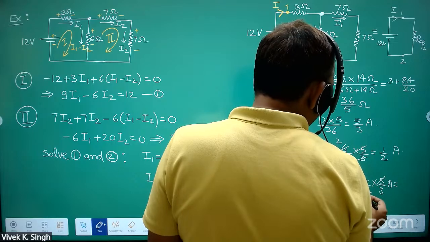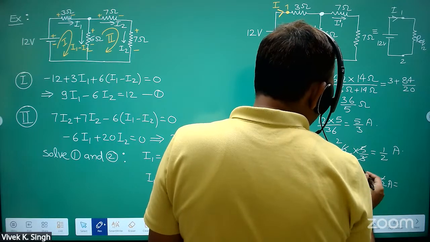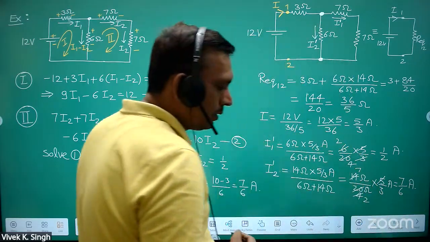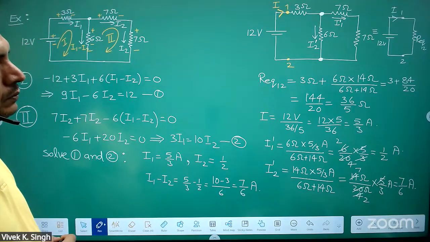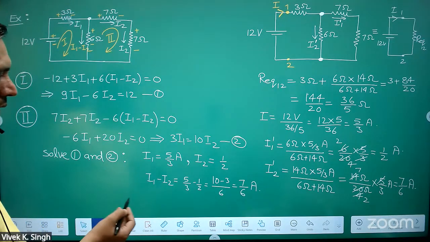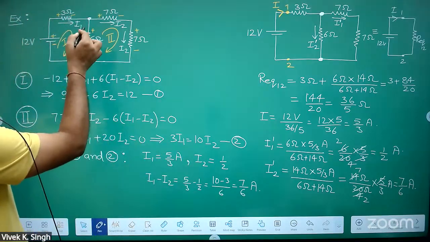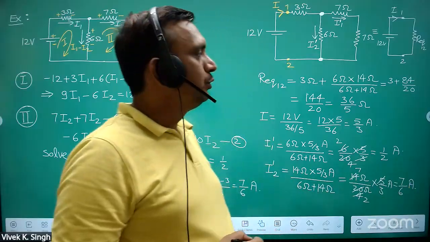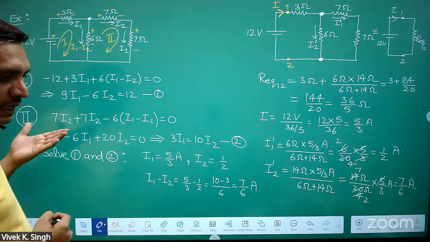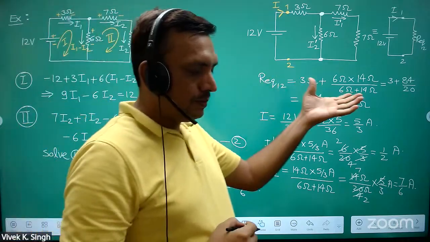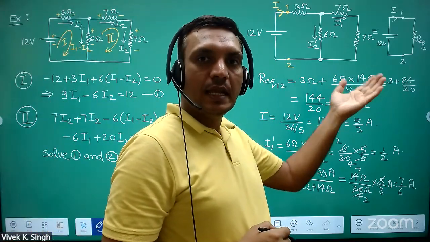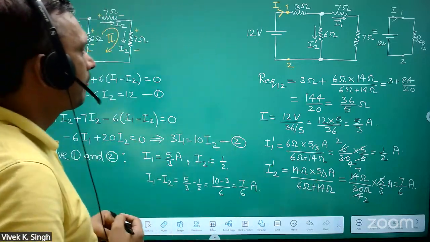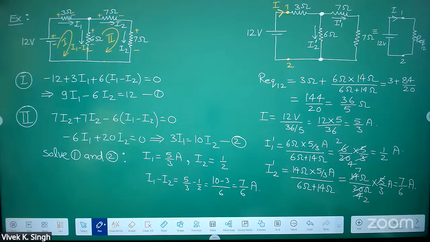And this is 7 by 6 ampere. 7 by 6 ampere. And we have calculated the same value. That is, current across the 6 ohm is what? 7 by 6 ampere. So in this way, by applying KVL as well as by writing the equivalent resistance and then current division, we have calculated these values. Clear?